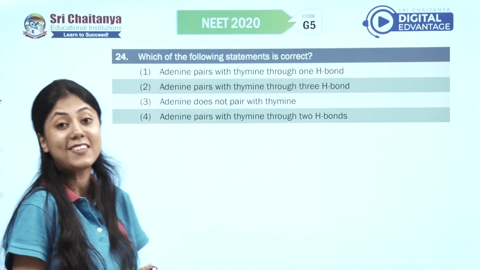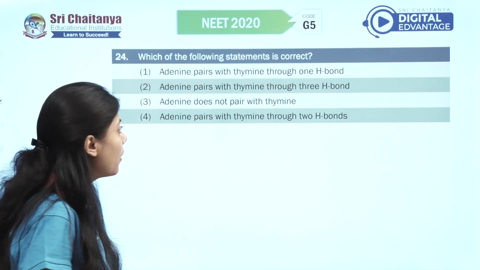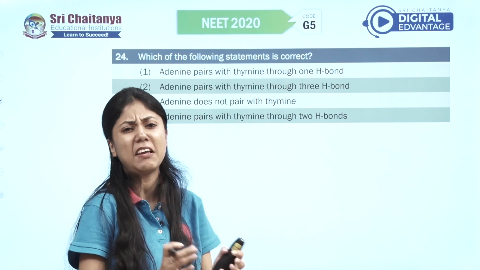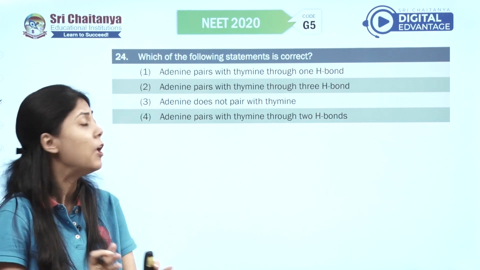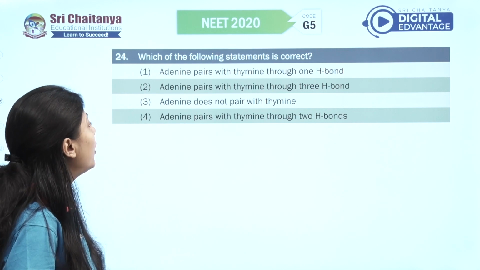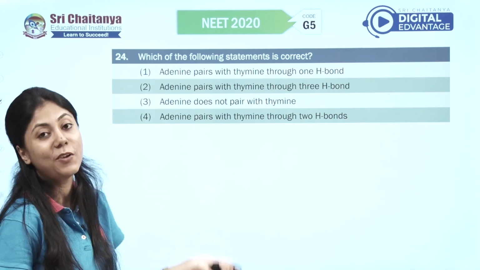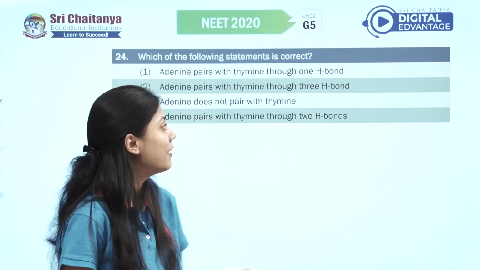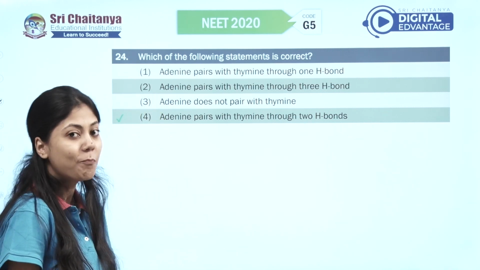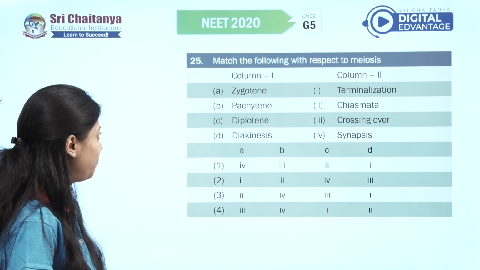Which of the following statements is correct? So here, this is a very, very easy question. The answer here will be adenine pairs with thymine through two hydrogen bonds, right? So that is your answer. Moving on to the next question.